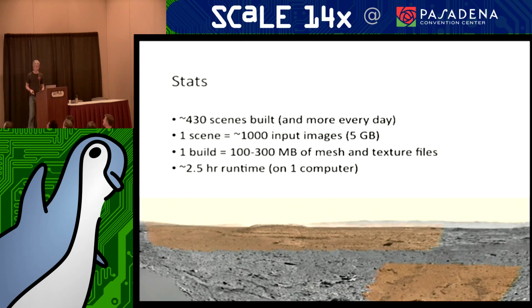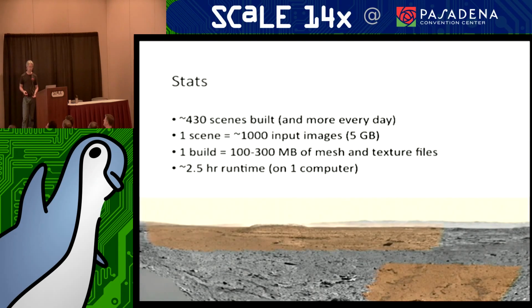So we've been running this pipeline for about a year now. We've processed several hundred scenes all along the rover's drive. The size of the scenes varies quite a bit depending on how much input imagery is available. In a place that the rover has been exploring for a while where we have a lot of images, we might have several thousand. In a place that we just arrived, we may only have a handful of images.